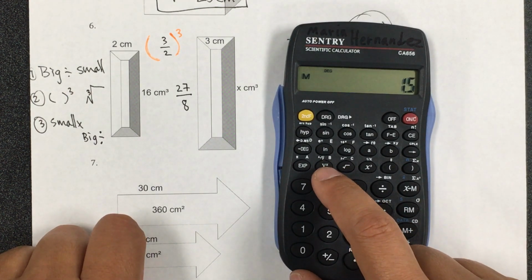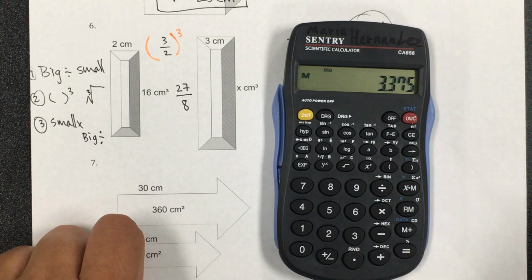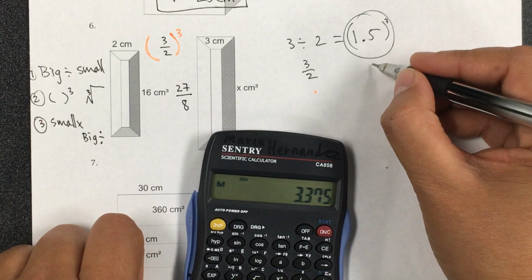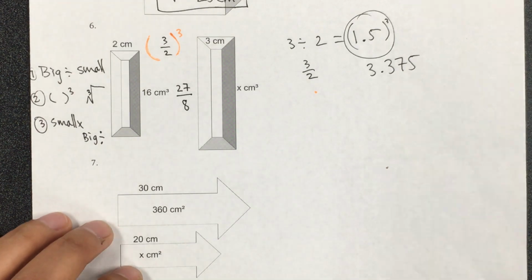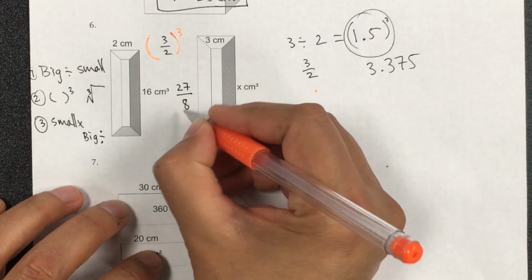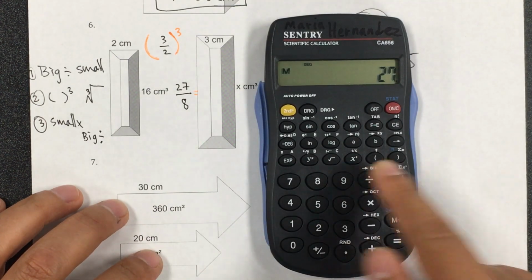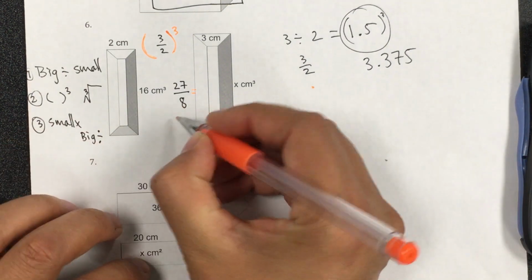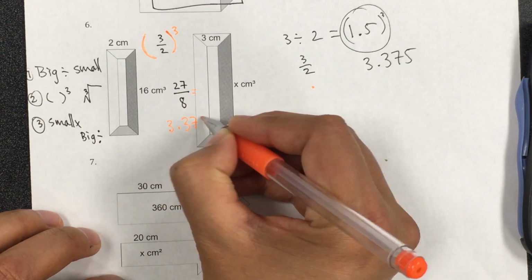And your calculator has a y to the x button. You just press that, 1.5 to the third power, and it gives you 3.375. Okay, so when you raise that to the third power, the answer is 3.375. And so I'm going to put it in here. Actually, if you think about it, look at this, 27 divided by 8 is 3.375. So that's the number that you're going to use here. You can use it as a fraction, it's up to you, 3.375.